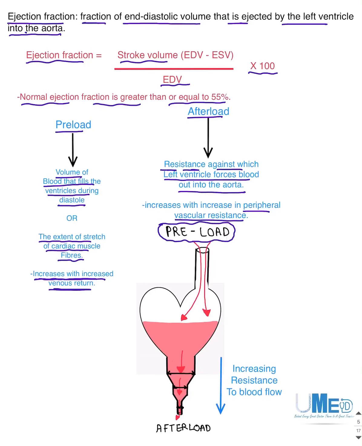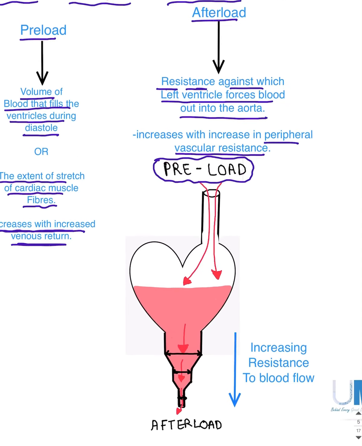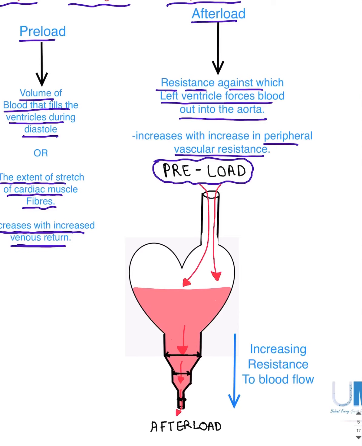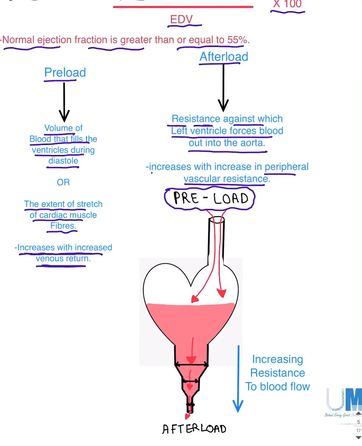And this resistance depends on the diameter of the lumen of these arteries. If there is vasoconstriction, or narrowing of the lumen of the arteries, there will be increased peripheral vascular resistance. And if there is vasodilation, that is the widening of the lumen of the arteries, there will be decreased peripheral vascular resistance. So afterload increases with increased peripheral vascular resistance.